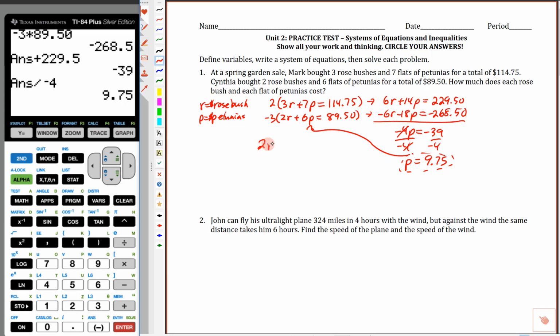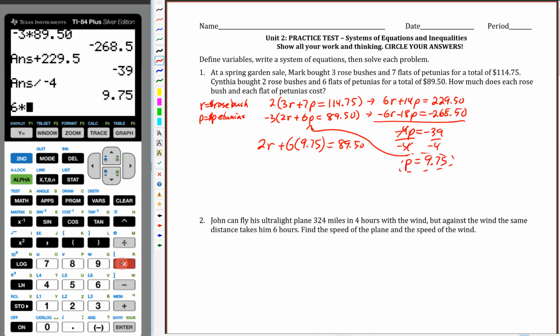So we're going to have 2r plus 6 times p. And we know that p is $9.75. And then we have 89.50 right here. So we'll grab the calculator on this one. 6 times 9.75.